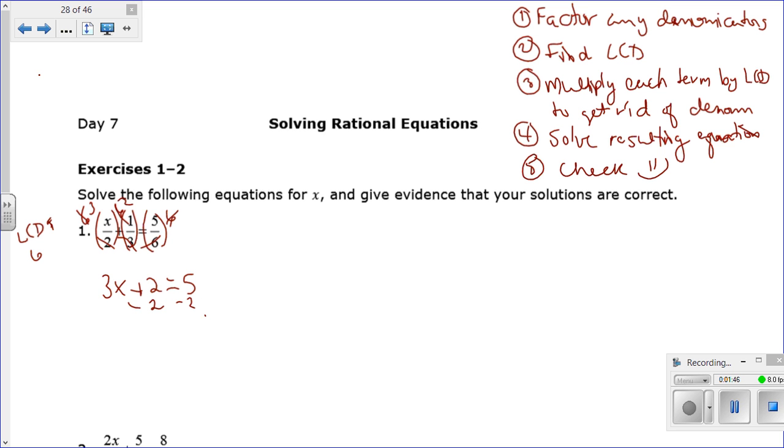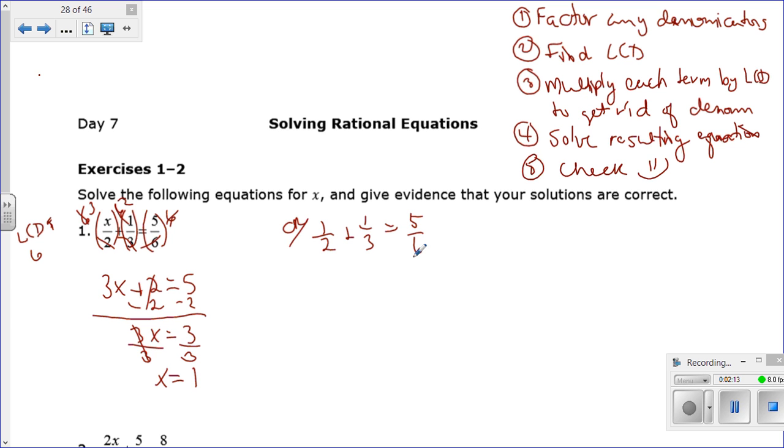So I'll subtract 2 from both sides. 3x equals 3. Divide both sides by 3. X equals 1. And then for a check, I just substitute 1 everywhere I see an x. So it's 1/2 plus 1/3 equals 5/6.